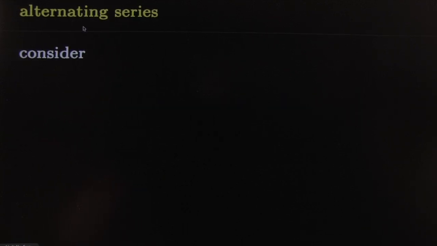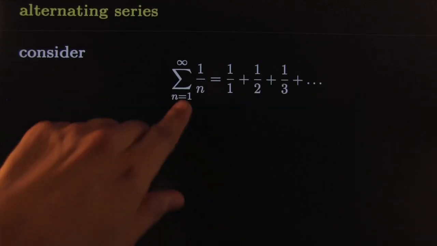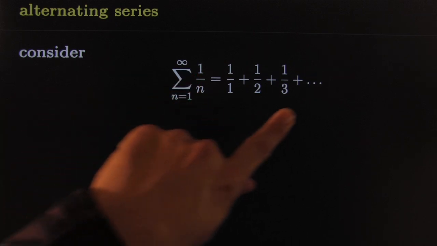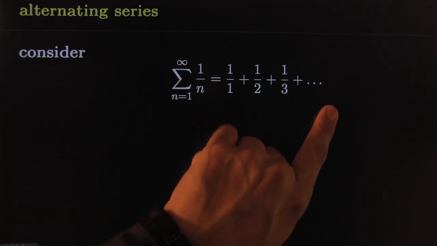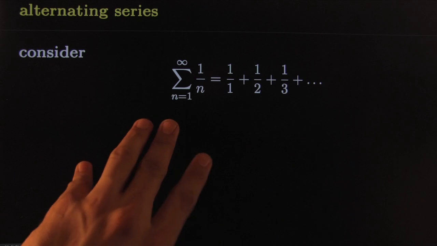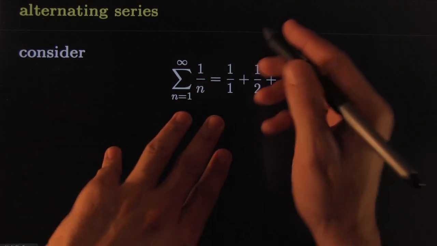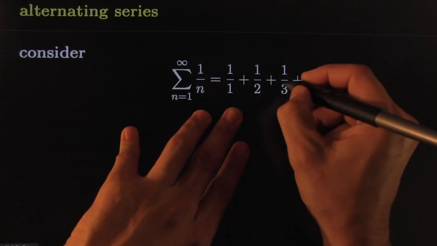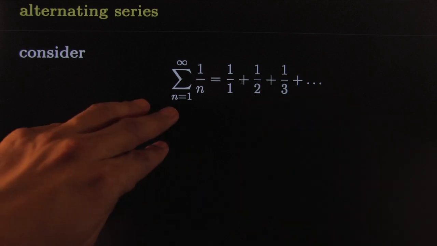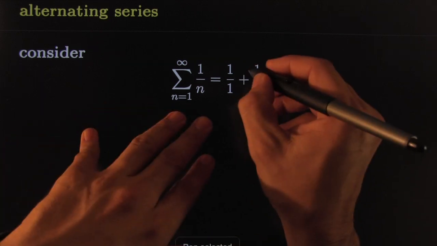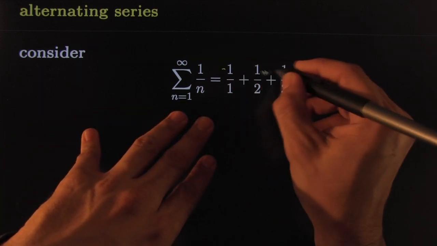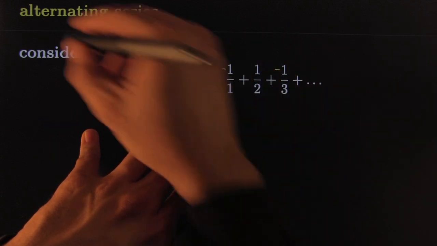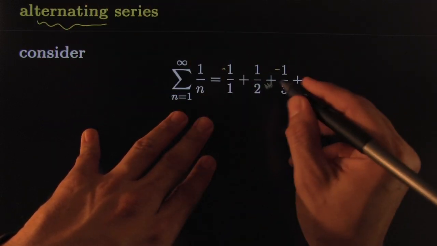So consider the famous series. This one is called the harmonic series, famously divergent. If you add all these up, infinitely many of them, you get infinity. The question is, what would happen if you were to not add so many of them? In other words, what would happen if you were to subtract some of these and add some of those and subtract some of the other ones? What would happen if you alternated the signs here?